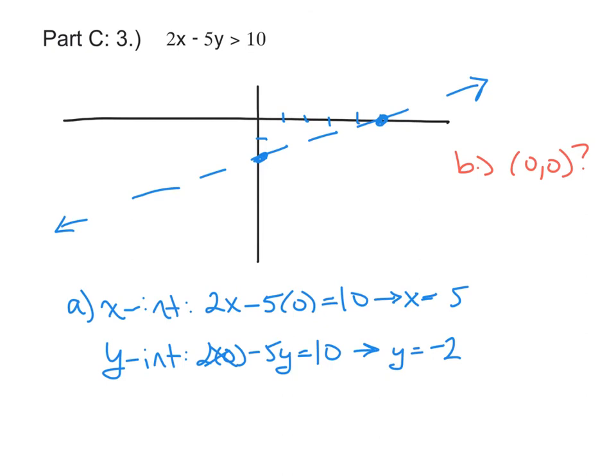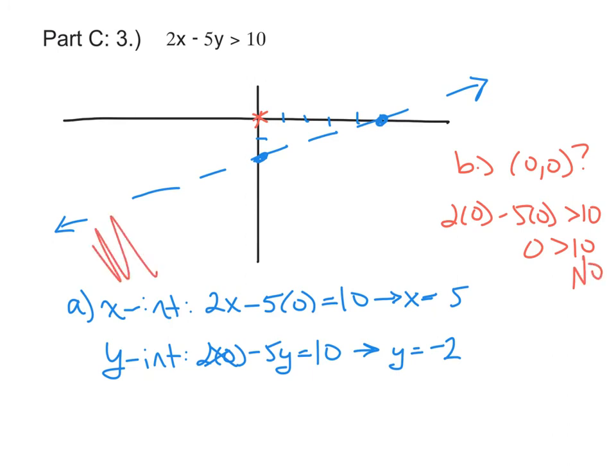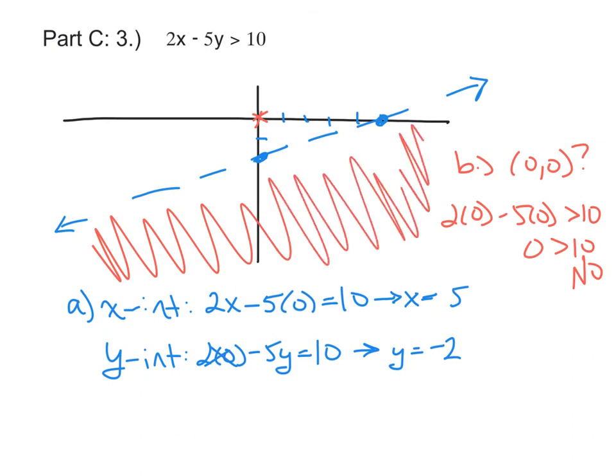A nice easy one to test, because when we plug in 0 for x and 0 for y, that whole side is 0. And is 0 greater than 10? No, obviously not. Since 0, 0 is the origin, that means we need to shade on the other side of the line. And that's graphing linear inequalities.